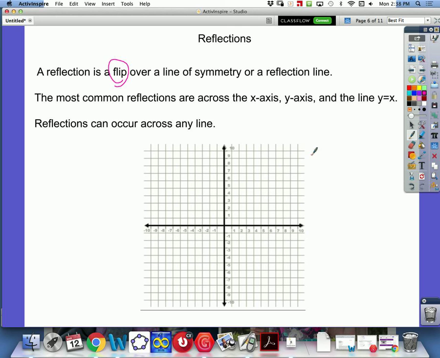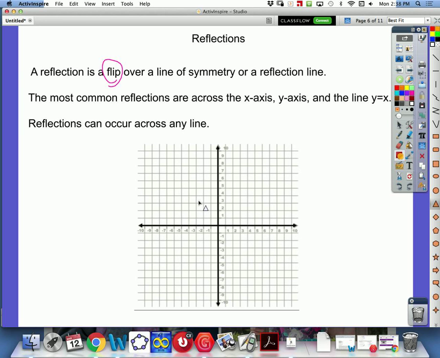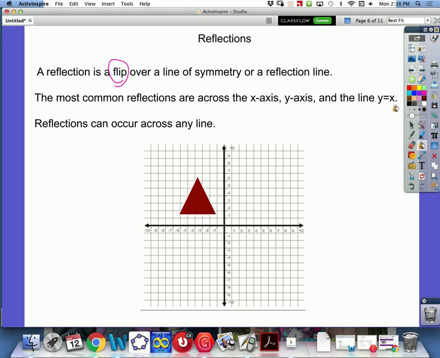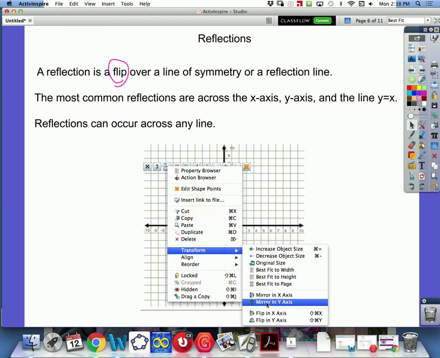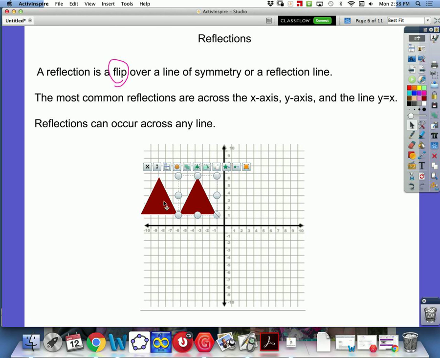Just like a translation, when you reflect a shape, and let's go ahead and get a little shape up here, when you reflect a shape, it has to stay the same size. The difference now, though, is when it reflects, it's going to actually change how it looks. So it's either going to stay the same or it could turn like this, depending on where the shape is reflecting.